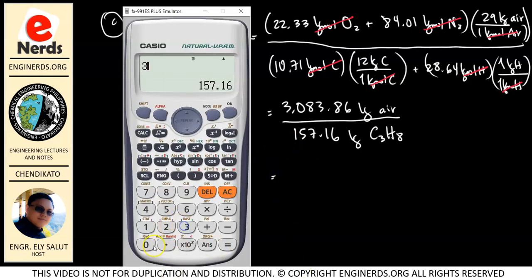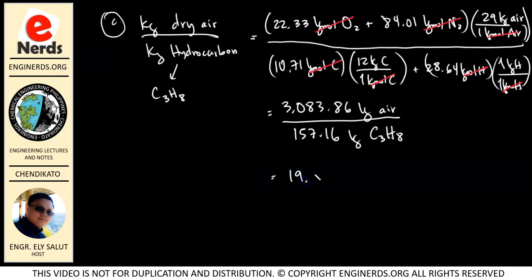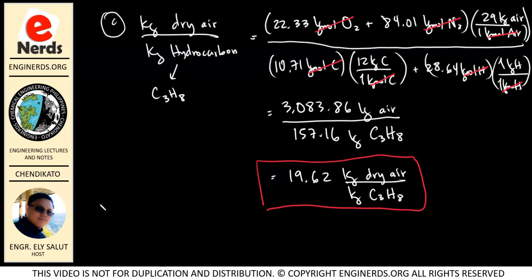Okay, so this is equal to, let us try to solve that. We have 3,083.86 divided by our previous answer, which is 157.16. So we have 19.62 kilogram of dry air per kilogram of C3H8. And this is our final answer for now, letter C requirement.